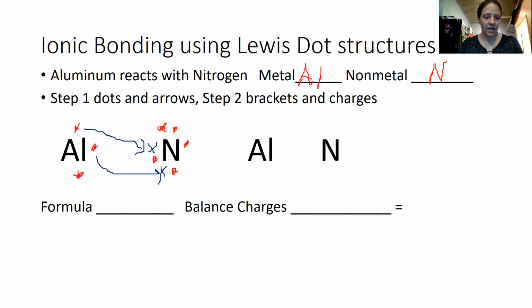All right, so now I'm going to put this last one, my last pair. This one needs to be here. I'm going to put my X here. That's supposed to be an arrow. All right, now I'm finished with my step 1. Step 2 is brackets and charges.